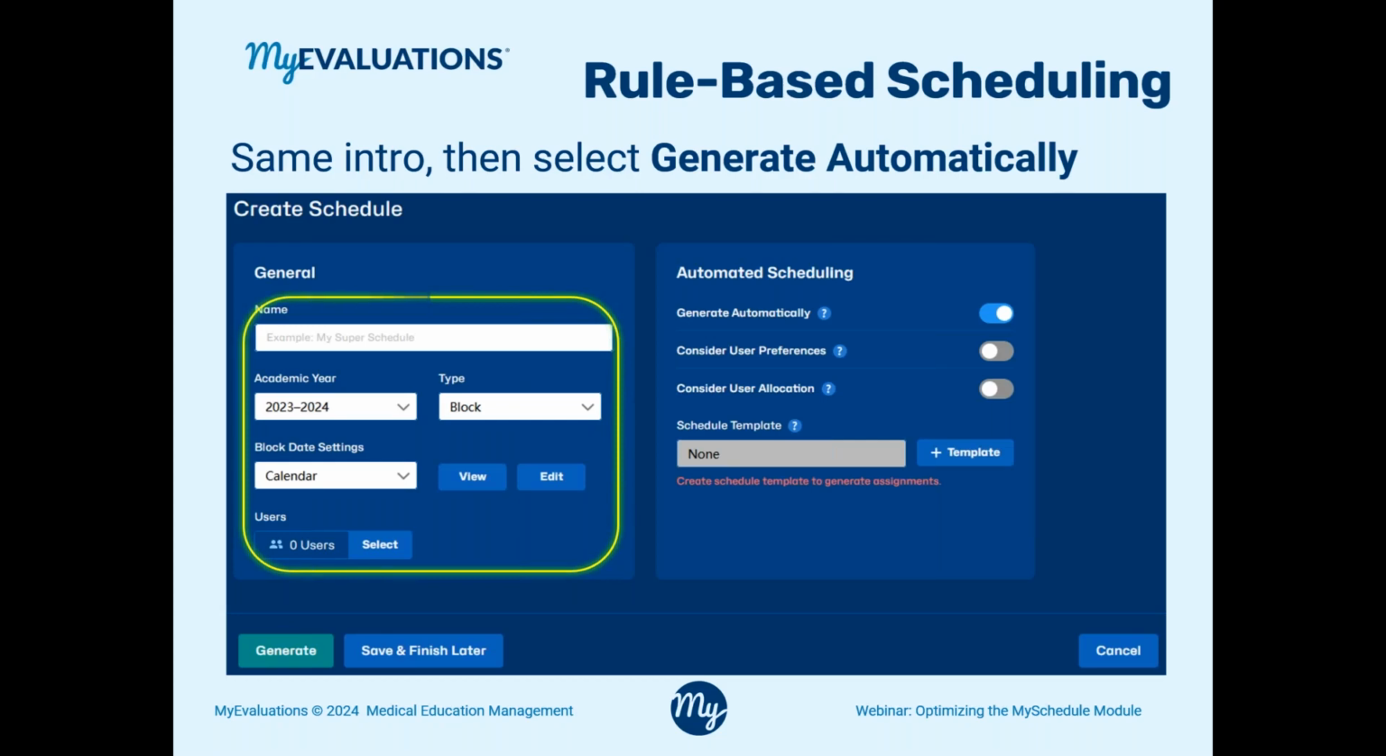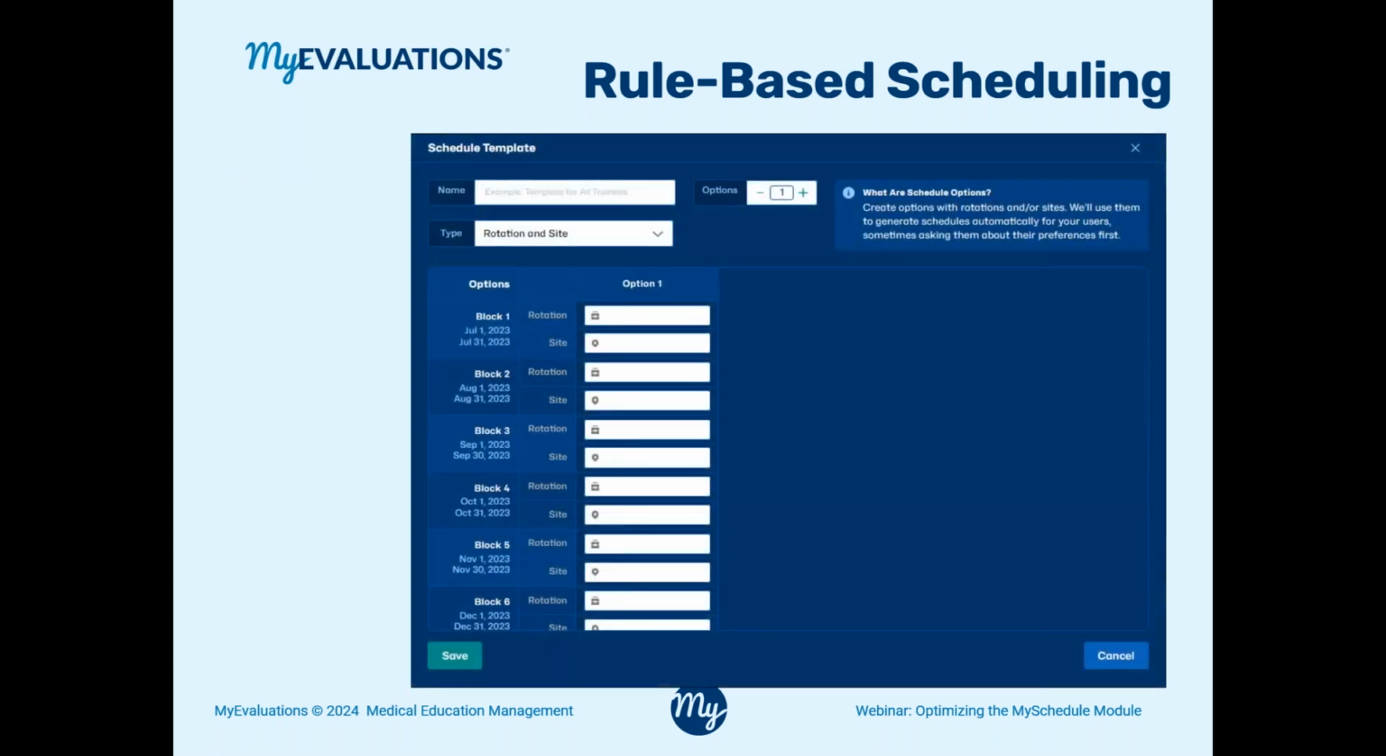We go through exactly the same option of giving it a name, selecting academic year, and selecting the users. But then on the right-hand side, we select the option for generate automatically. Selecting that will then prompt you to select a template. So it says create schedule template to generate assignments. You need to do that in order for the system to know how to build the schedule. So when you click on that add template option, the system will present you with a page to set up your rules.